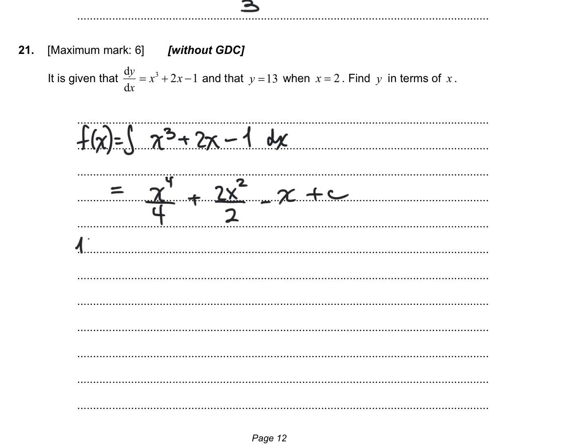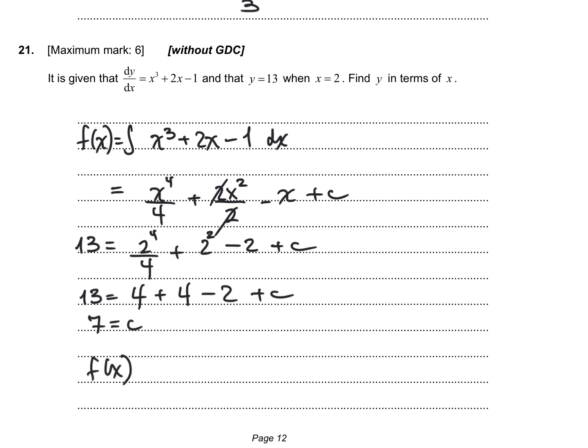And then we've got y is 13 when x is 2. So 2 to the 4th over 4, I'm going to cancel those. 2 squared minus 2 plus c. So that's 16 over 4 plus 4 minus 2 plus c. So 8 minus 2 is 6, and then subtract that to the other side, 7. So we've got f at x equals x to the 4th over 4 plus x squared minus x plus 7.